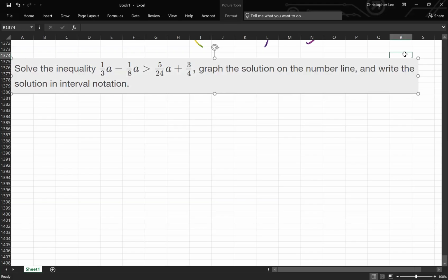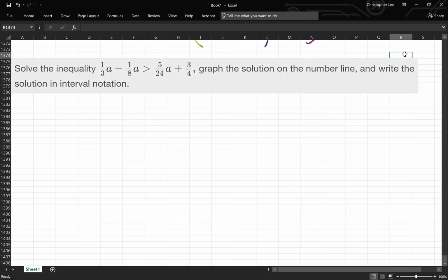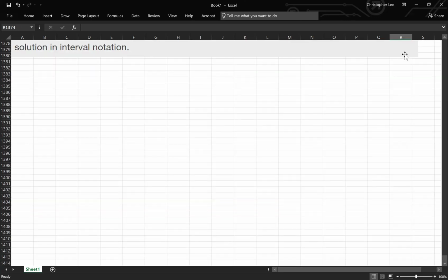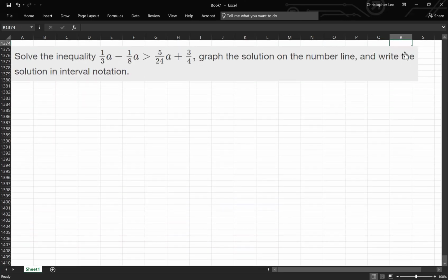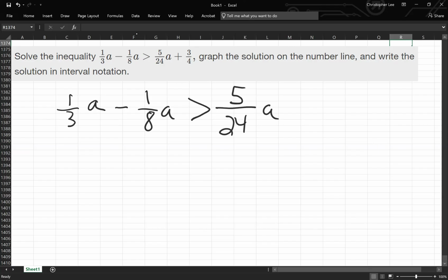All right, so check this out. I have 1 over 3a minus 1 over 8a is greater than 5 over 24a plus 3 over 4. This is the same thing that we were doing before. Let me grab my pen real quick. Okay, so I have a 5 over 24. So 1 over 3a minus 1 over 8a is greater than 5 over 24a plus 3 over 4, right?